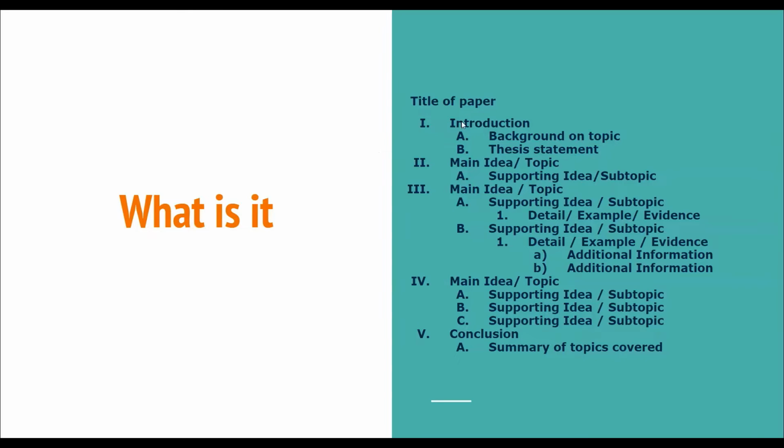You have a title of your paper, then you have your introduction section with a background on the topic and your thesis statement. Then your next section would be a main idea or topic on your subject, supporting idea or subtopic. And then you can continue on with different sections. Adding also below the supporting idea or subtopic, you can also add the detail, example, or evidence for that idea. And then you can also add additional information underneath the detail and example.